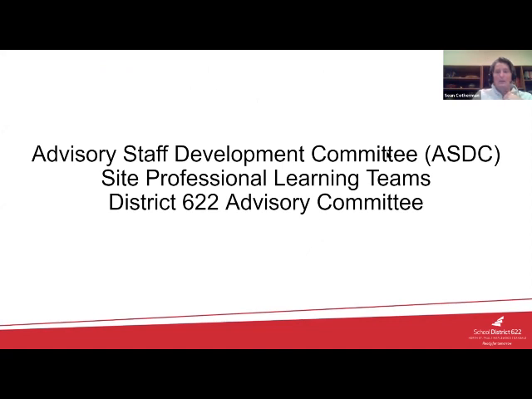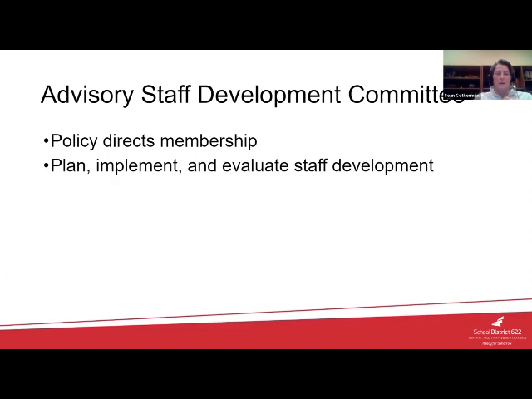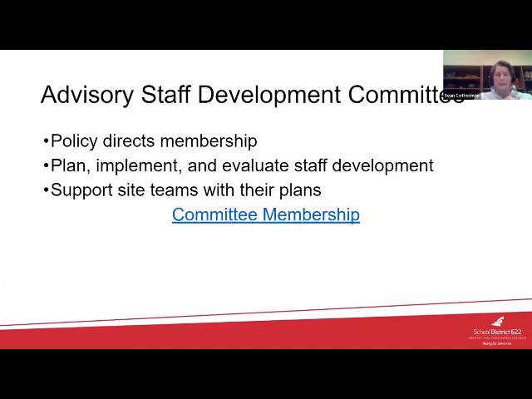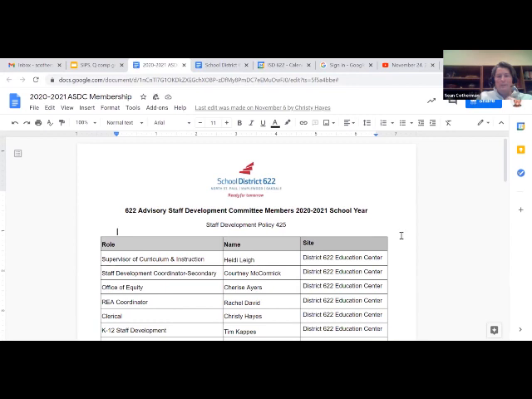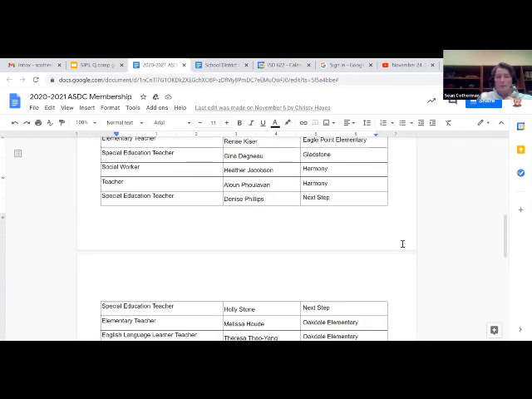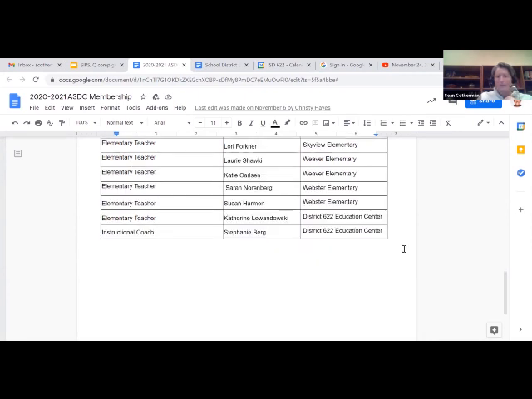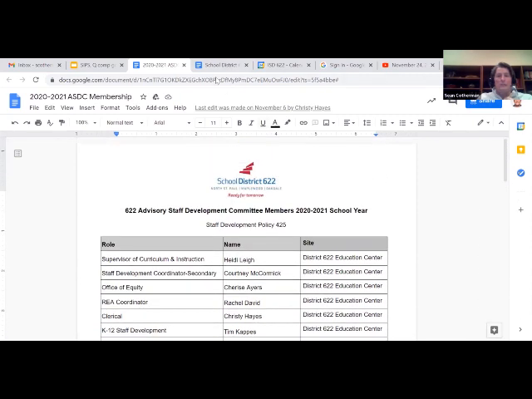Our next committee that we're looking at is our Advisory Staff Development Committee, so ASDC. So this is the site professional learning teams, and then of course our District 622 Advisory Committee. The ASDC committee, their policy directs membership. So these people, the members, are defined by our district policy. That group plans, implements, and evaluates our staff development, and then supports the site teams with their plans. So the committee membership, as here accessed in the presentation for all of you, shows the members of that staff development committee. So you'll notice that we do have a number of members from the district office, and of course members from each of our buildings are part of that team, including all areas from our student services and other departments within the district office. So that membership is housed there for you to access.